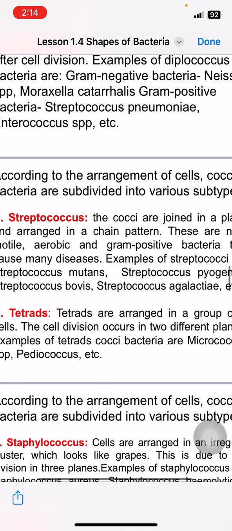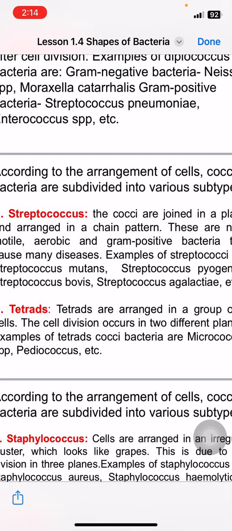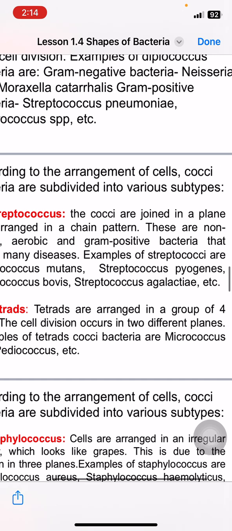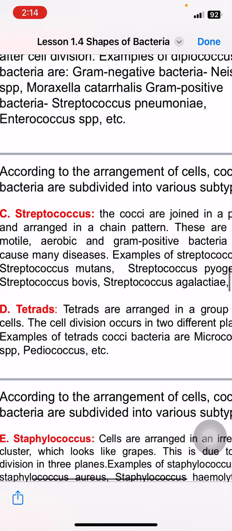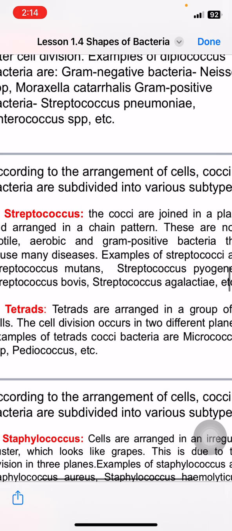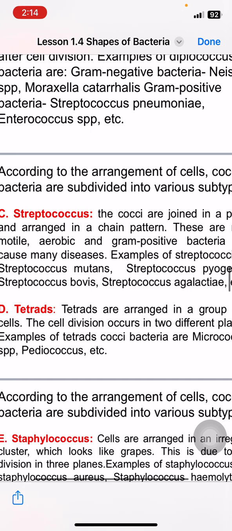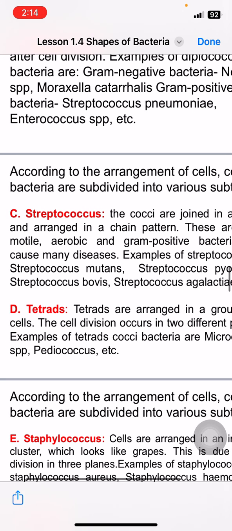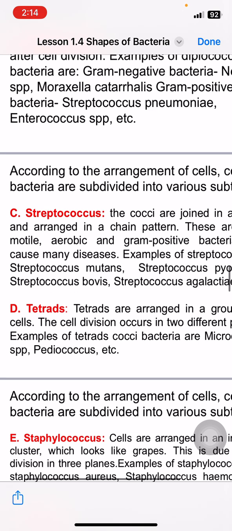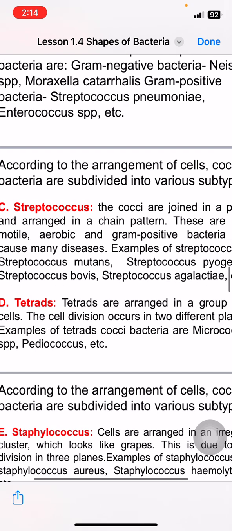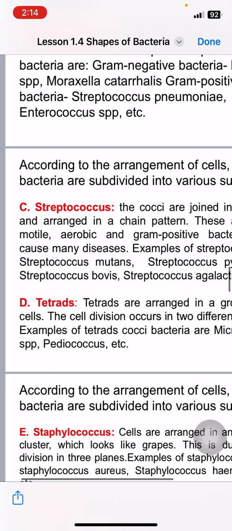The next one, we have the tetrads. Tetrads are cocci that consist of four formation. These are arranged in a group of 4 cells, and the cell division will usually occur in two different planes, because you will be divided into two. So the appearance of it, or the illustration of it, is in group of 2, but the formation of it is in 4. Example of tetrads are bacteria like Micrococcus and Pediococcus.